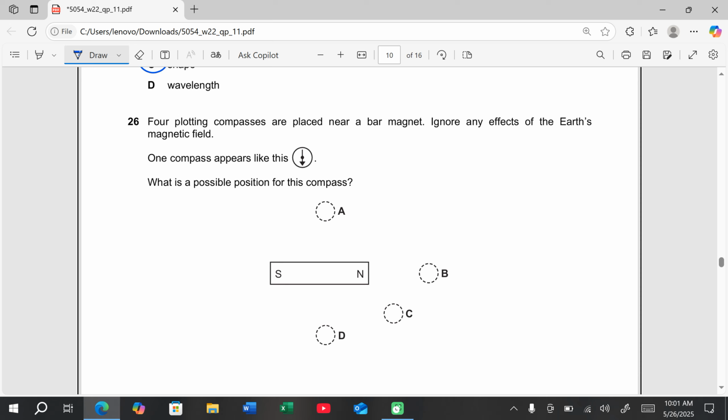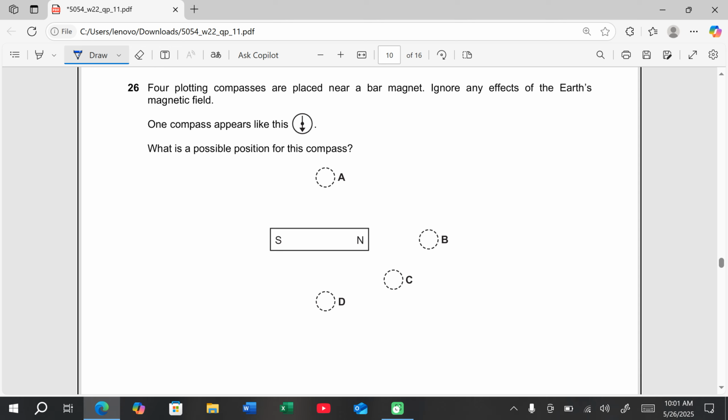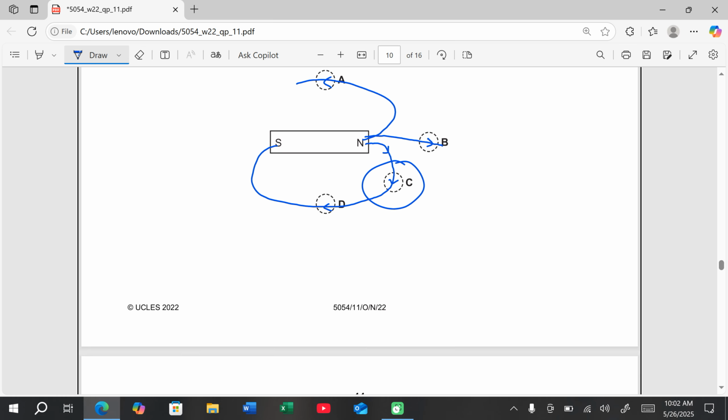Four plotting compasses are placed near the bar magnets. Ignore any effect of air and Earth's magnetic field. Which compass appears like this? What is the possible position of the compass? Okay, if it is coming from north to south, it's going to be like this. These are all 4 positions. So C is the right answer because he is asking for the downward pointing one.